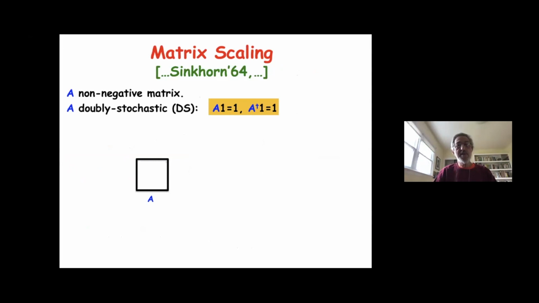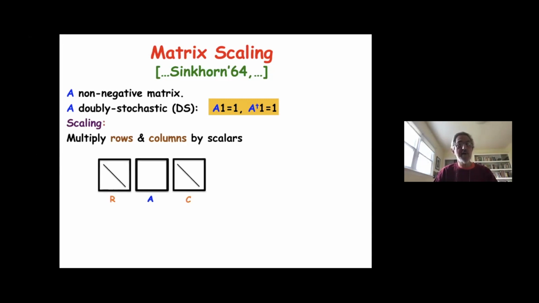I'll remind you what a doubly stochastic matrix is. It's a matrix with row sums 1 and column sums 1. And maybe our matrix is not doubly stochastic, so we want to make it doubly stochastic. And make it how? What are the rules? What are we allowed? We are allowed to multiply rows and columns by scalars. Okay, so just change the weight simultaneously on all elements of a row, all elements of a column.